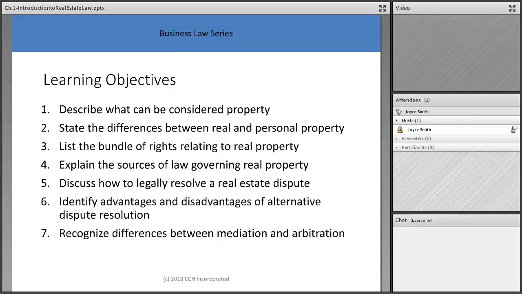We're going to explain the sources of law governing real property. We're going to discuss how to legally resolve a real estate dispute. We're going to identify advantages and disadvantages of alternative dispute resolution. Why would you want to use alternative dispute resolution, ADR? When contracts call for it, what can you specifically do with it? And then we're going to recognize the differences between mediation and arbitration, because very often they're thought of to be the same, and they really are a little bit different.